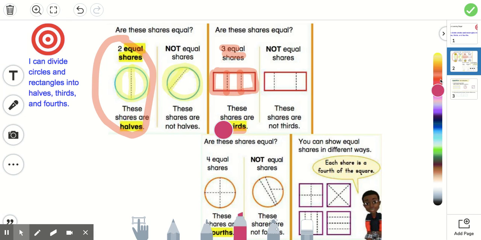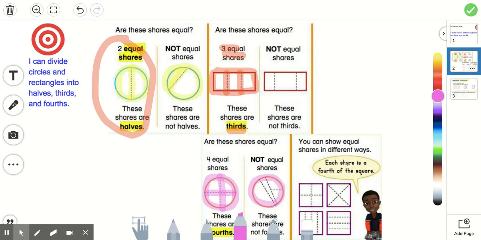Now down below here, we have circles that are cut into four shares, and four shares, if they are equal, are called fourths. So this circle here is cut perfectly into four equal parts. There are fourths. This circle is cut into four parts, but they are not equal. So these are not fourths.